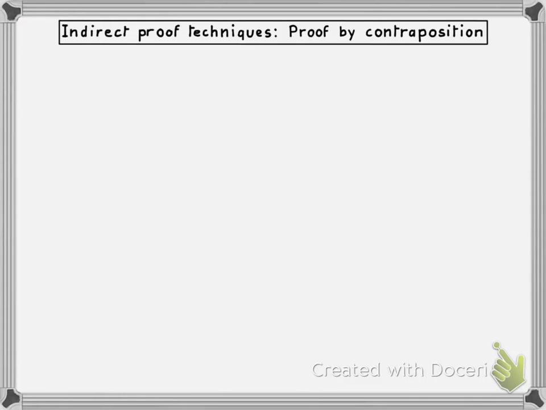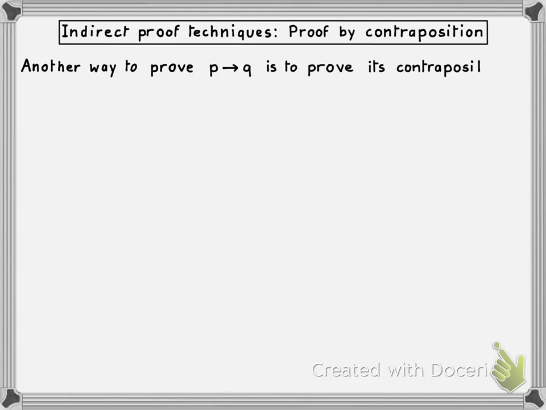Welcome back to this second introductory lecture on proof techniques. In this second segment, we will discuss the technique called proof by contraposition. We still assume that we are trying to prove a theorem of the form P implies Q. To prove this conditional, this technique suggests that we instead try to prove its contrapositive, not Q implies not P.